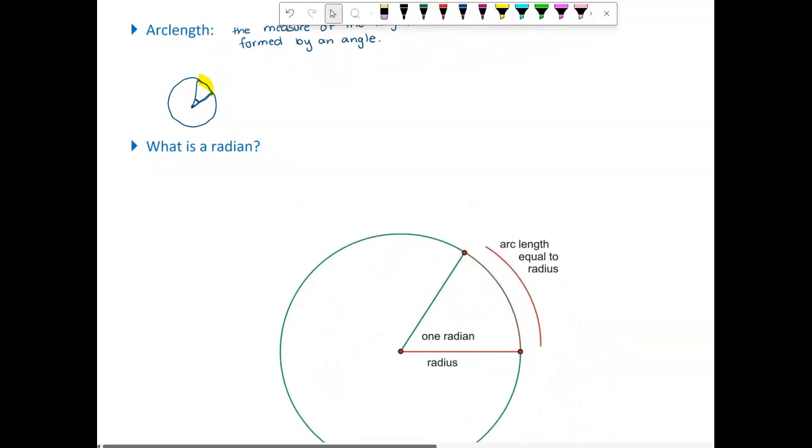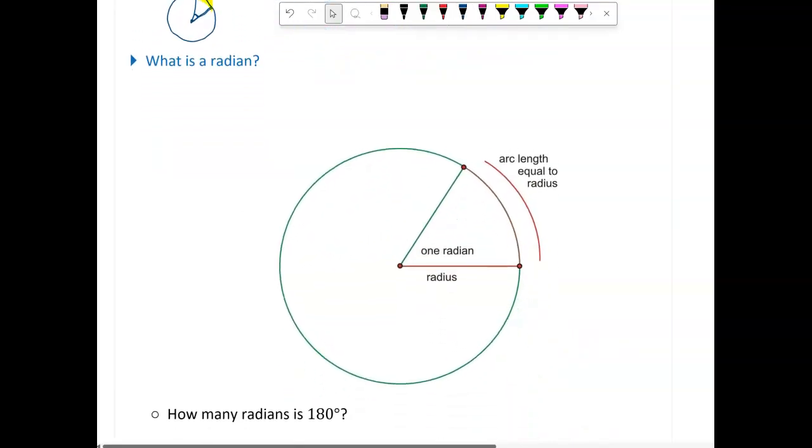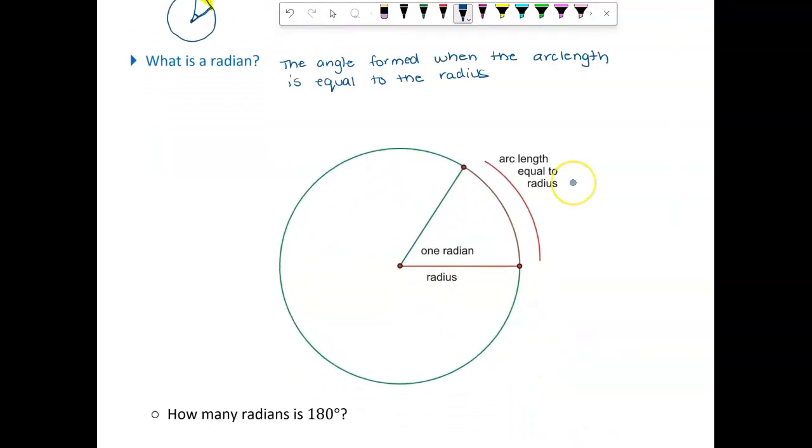And so now we can get into a closer idea of what a radian is. A radian is a unit of angle measurement formed when the arc length is equal to the radius. So in this diagram here, this length formed by the radius is the same distance as the arc length being formed by the arm here.